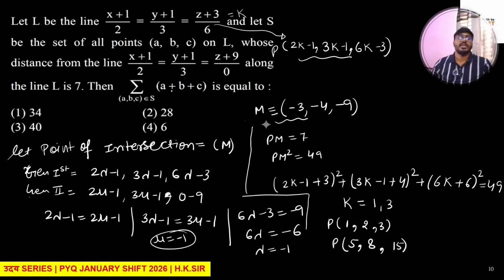Now they are asking for the sum of coordinates of all these points. Only 2 points are there and we have to add the sum of coordinates. 1 plus 2 plus 3 is 6. The sum of the other coordinates is 28. 28 plus 6, that is 34. So our answer is 34.